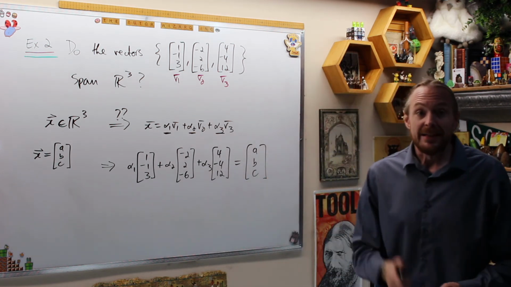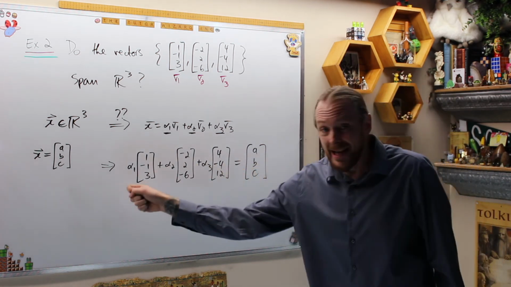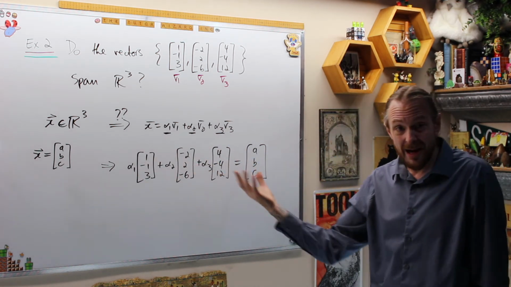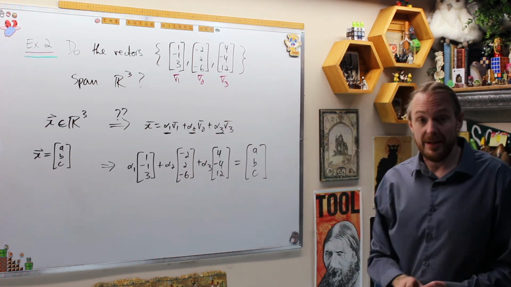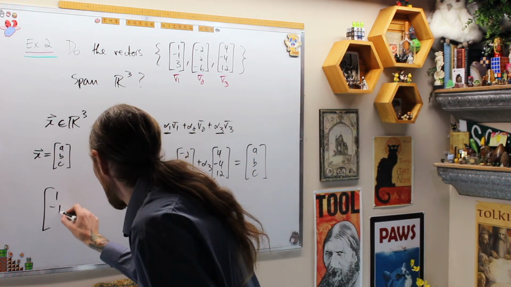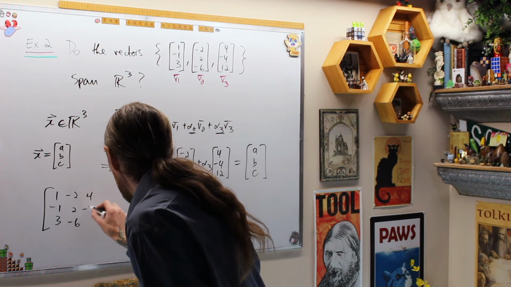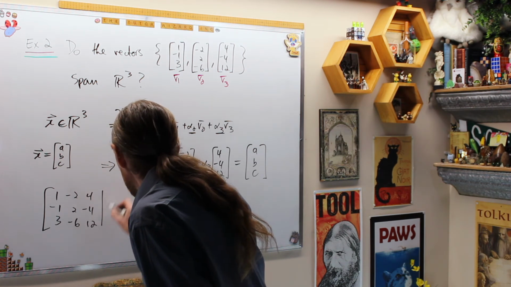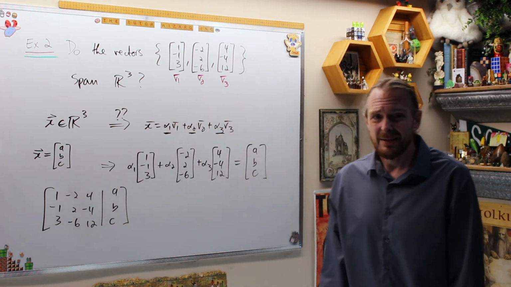Now that's actually the definition of span. If I can take an arbitrary vector and write it as a combination, this is what I want to know, but I still don't know how I'm going to tell. Now we're going to augment this matrix, row reduce, and try to find out. So what is the augmented matrix? The augmented matrix is 1, negative 1, 3, negative 2, 2, negative 6, 4, negative 4, 12, equals A, B, C. Now I have an augmented matrix.